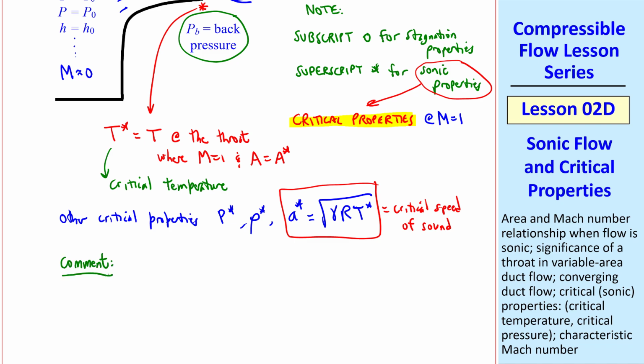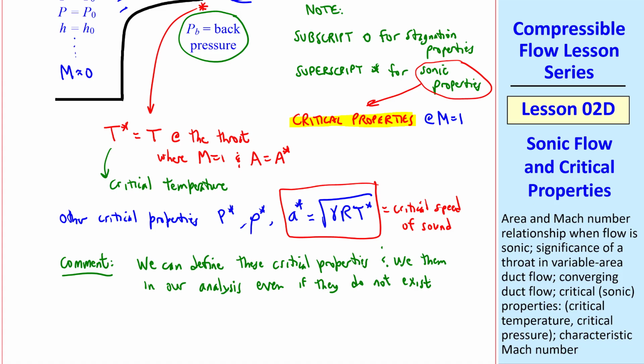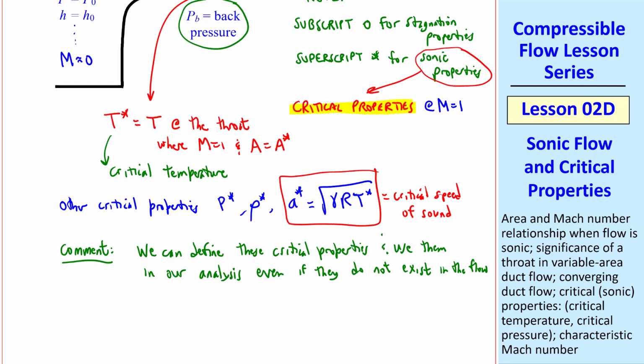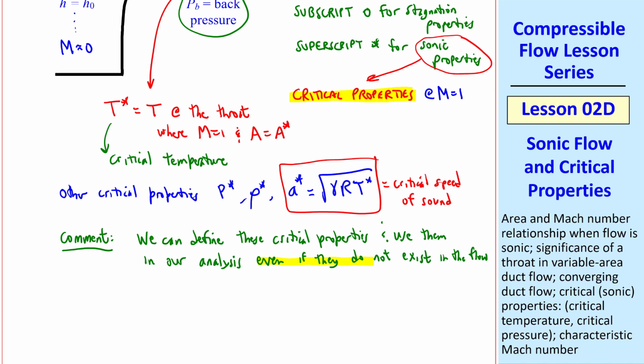Another comment: we can define these critical properties and use them in our analysis even if they do not exist in the flow. In other words, critical pressure, critical density, and critical temperature can be used in our equations even if they don't exist anywhere in the flow.